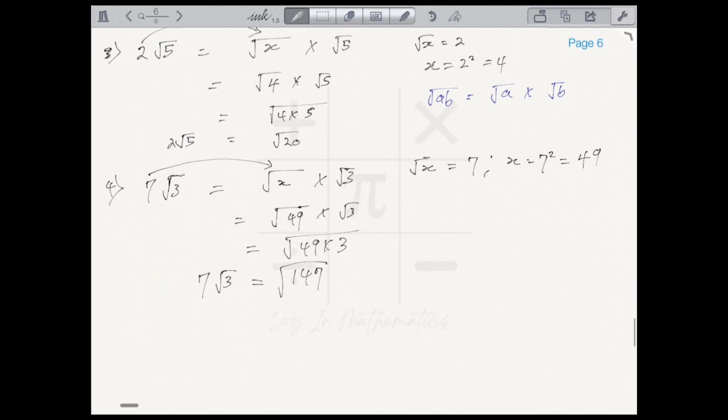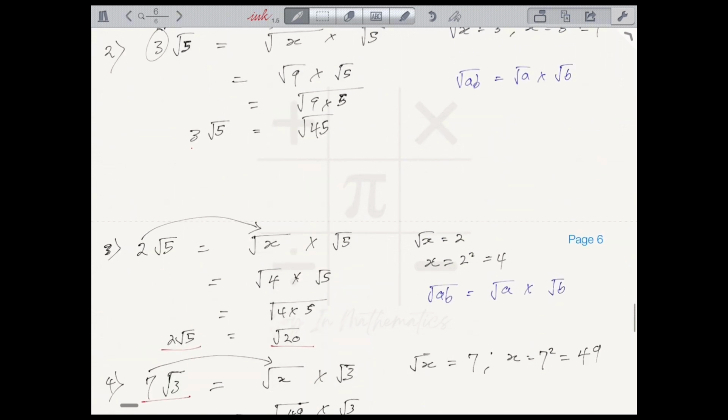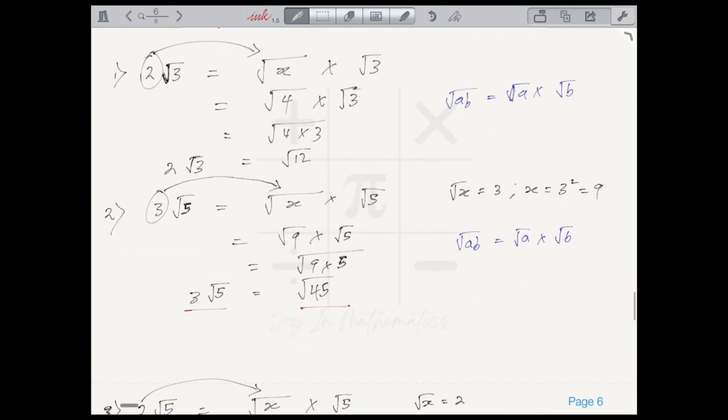Now we have been able to convert from basic form to a single surd.